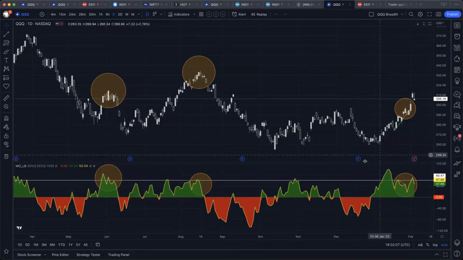Breadth, as represented by the McClellan oscillator, made a new high on Thursday with that big push up, and then fell back a little bit on Friday. Now, it's still significantly down from the high on January 13th, but price is way above there. So this is indicating a bit of a divergence. We need to be aware of that.